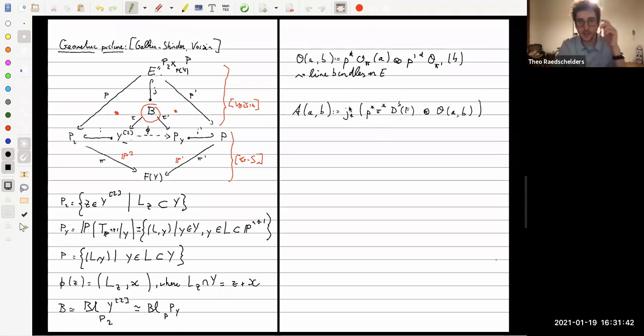Then I can define the following triangulated subcategories of the derived category of B. I take my Fano variety, pull it back to P, pull it back further to E, then tensor with such a line bundle OAB, and then push it forward along the embedding of the exceptional divisor. So this is one of these AABs. And since the diagram commutes, I could have also written this as the pullback via P prime, pi prime of DBF, tensor with OAB.